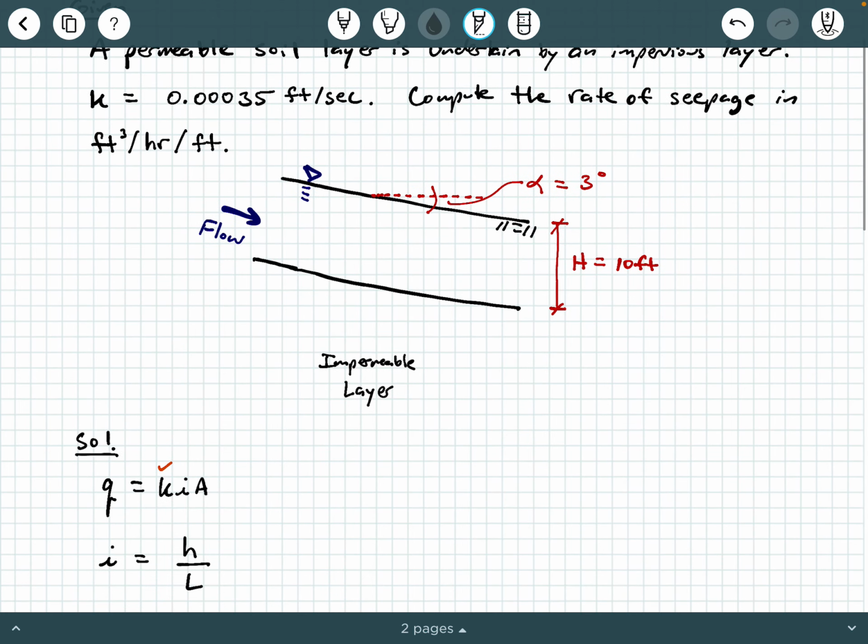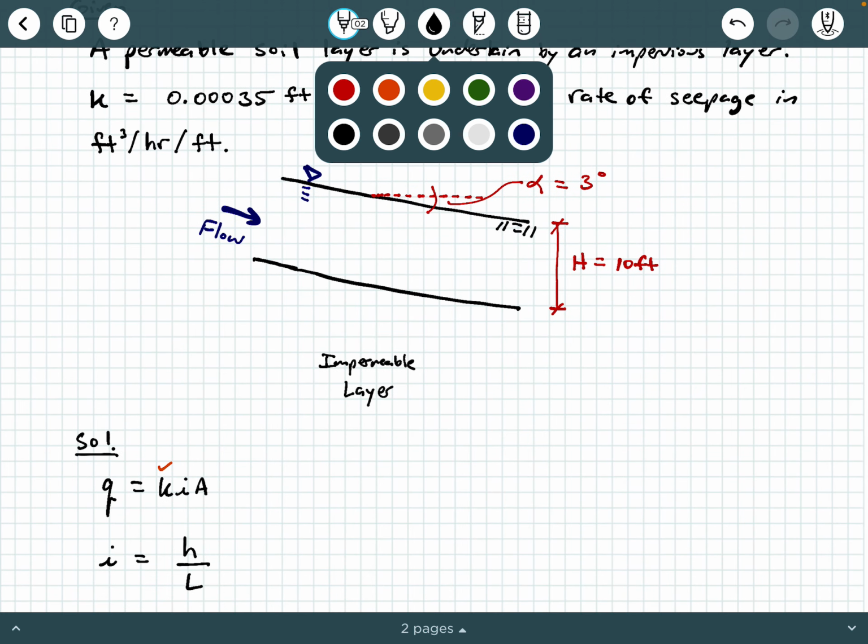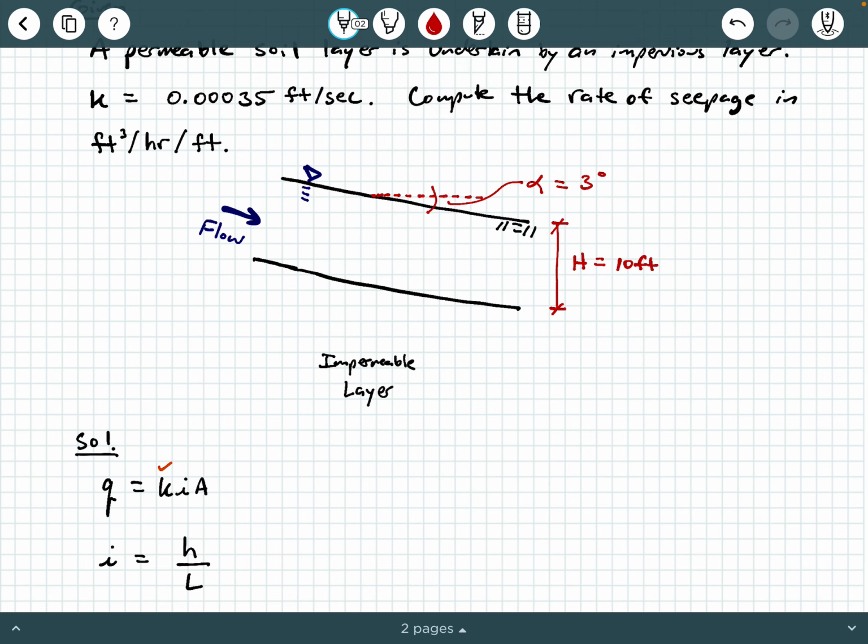Well, I'm going to use my original diagram to help me visualize that, okay? So the cross-section area of flow is going to be an area that is perpendicular to the direction of flow here, okay? So there's a perpendicular segment, and that area A is going to be represented really by this red line here.